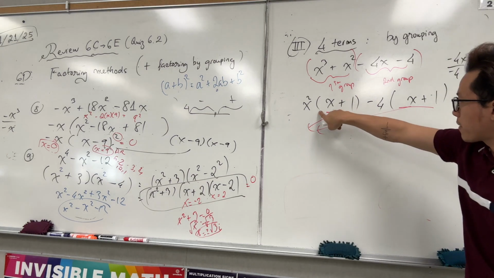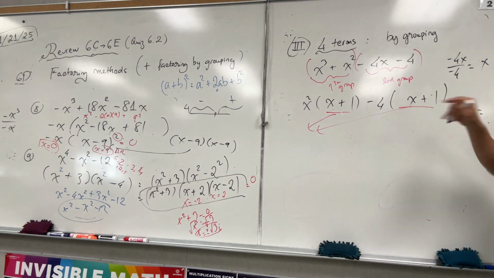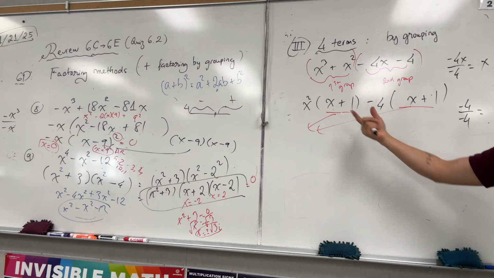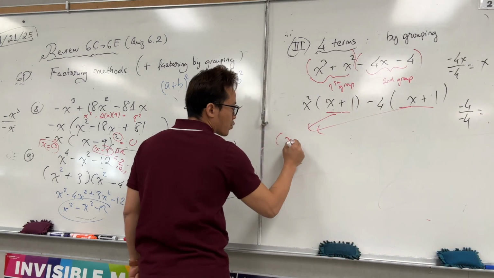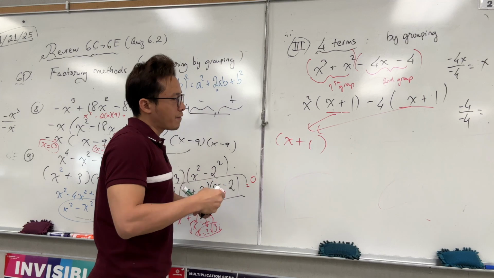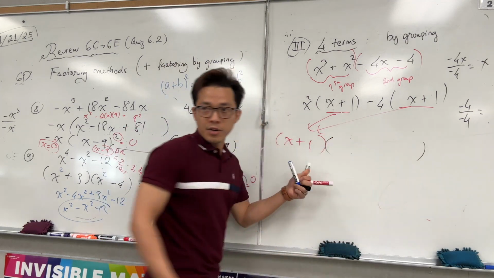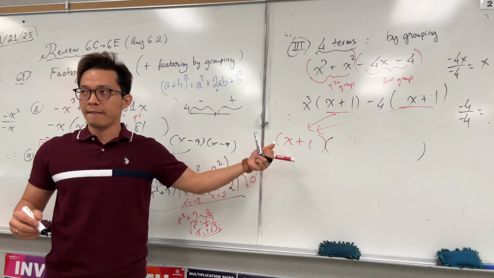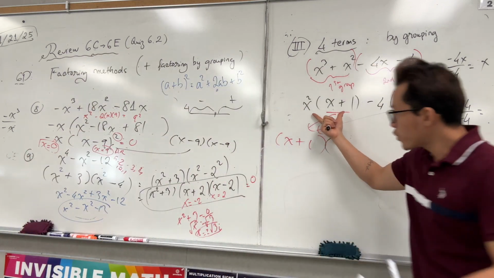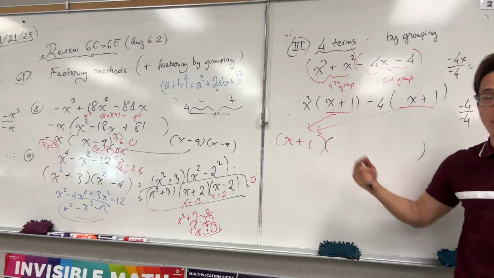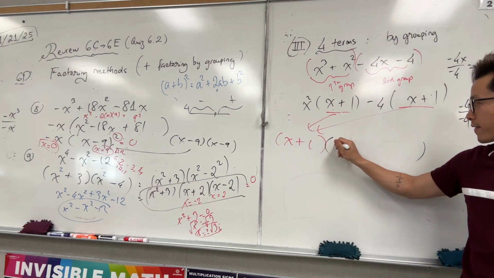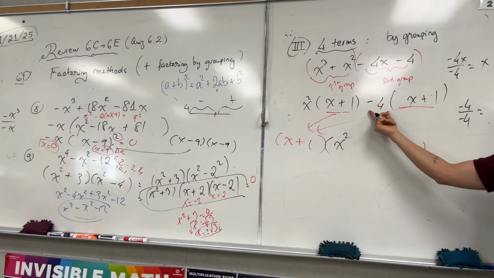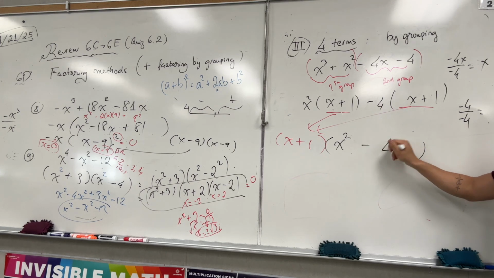So among my first group and my second group, I see that there's a same common factor, that is x plus 1. So I'm going to factor out the x plus 1. Are you following so far? Any question? Okay, good. So first group, I factor out x plus 1. What do I have left? X squared. Very good. Second group, I factor out x plus 1. What do we have left? Minus 4.